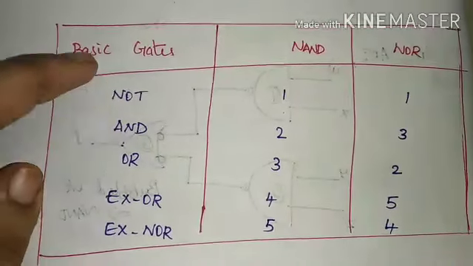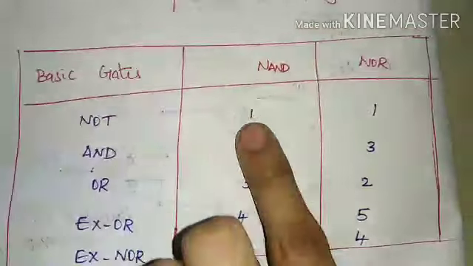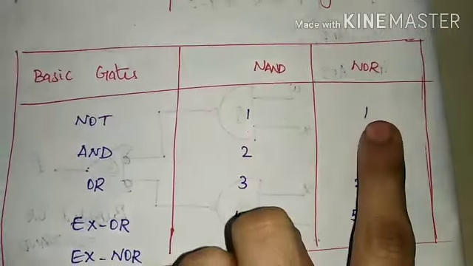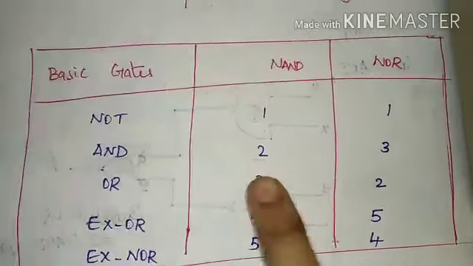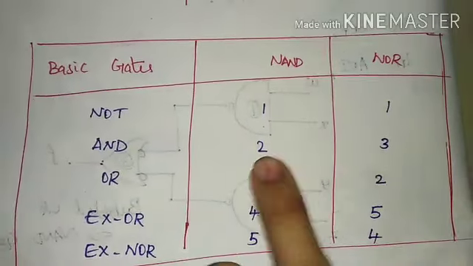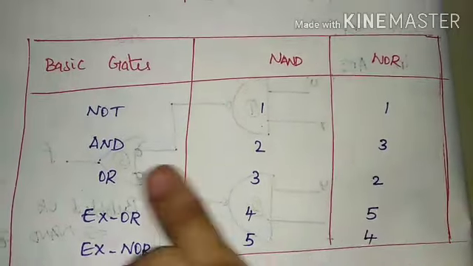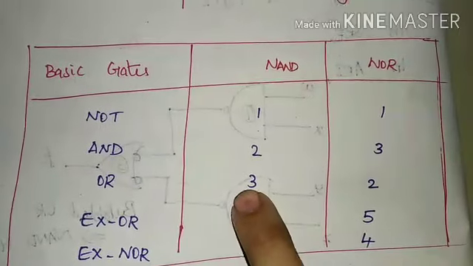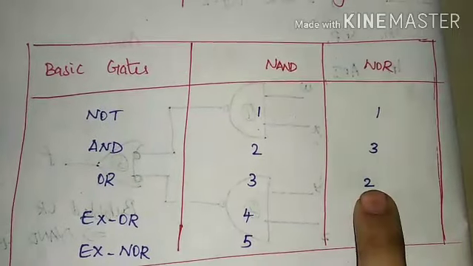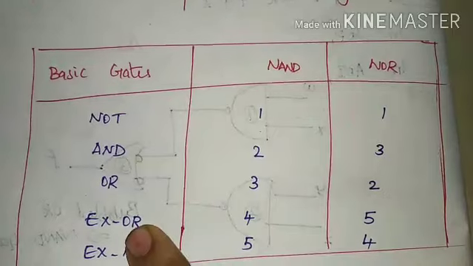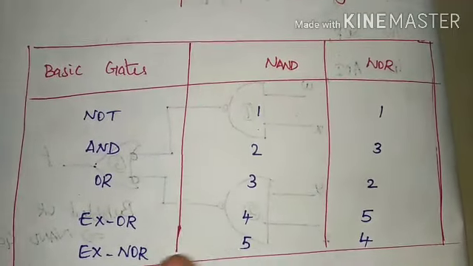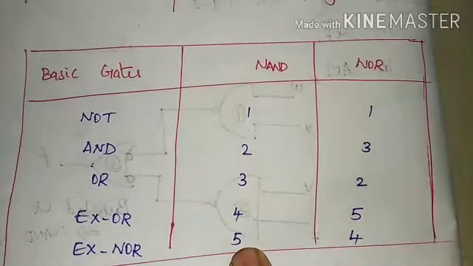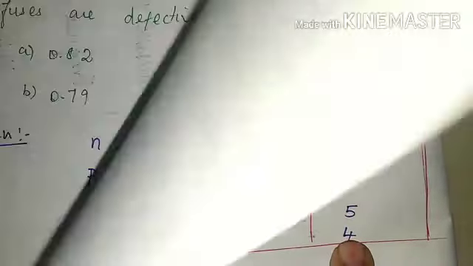NOT gate. So, to implement NOT gate, NAND gate requirement is 1 and NOR gate requirement is 1. To implement AND gate, 2 NAND gates are required and 3 NOR gates are required. For OR gate, 3 NAND gates are required and 2 NOR gates are required. For XOR, 4 NAND gates are required, 5 NOR gates are required. XNOR, 5 NAND gates are required and 4 NOR gates are required.